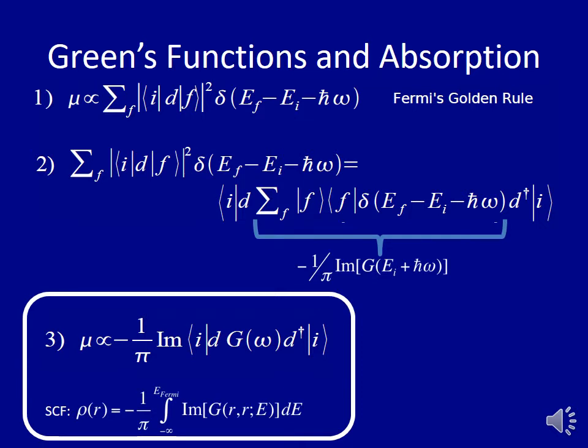Now, you can manipulate this by taking these matrix elements and folding them outward so that you get ID and ID dagger on either side of things. You can pull those out of the sum, and you end up with something that's proportional to the imaginary part of the Green's function in here, this whole sum over f d delta of EF minus EI minus h bar omega.